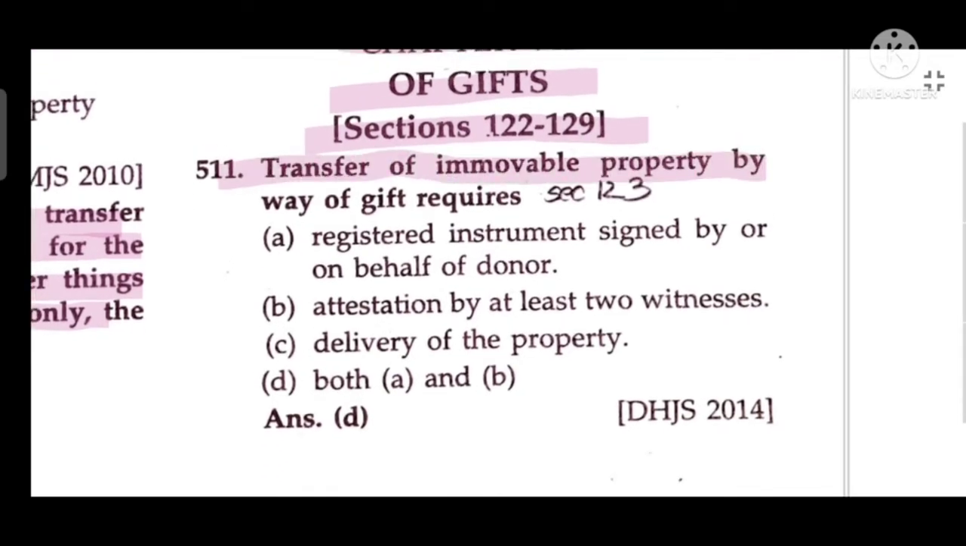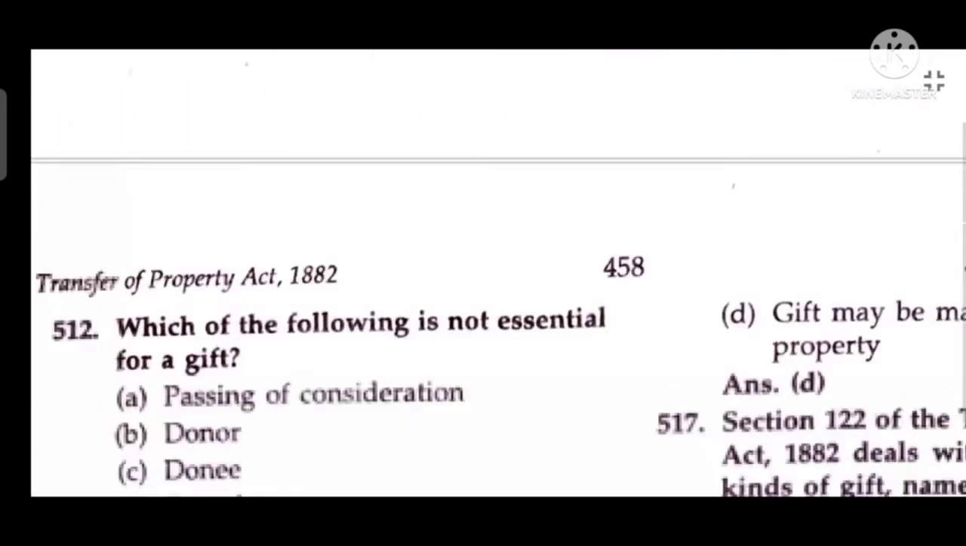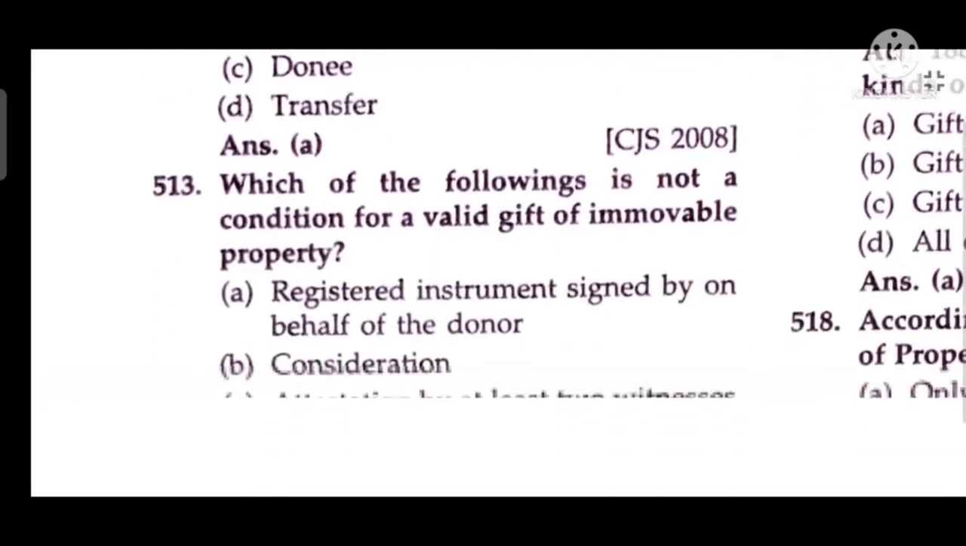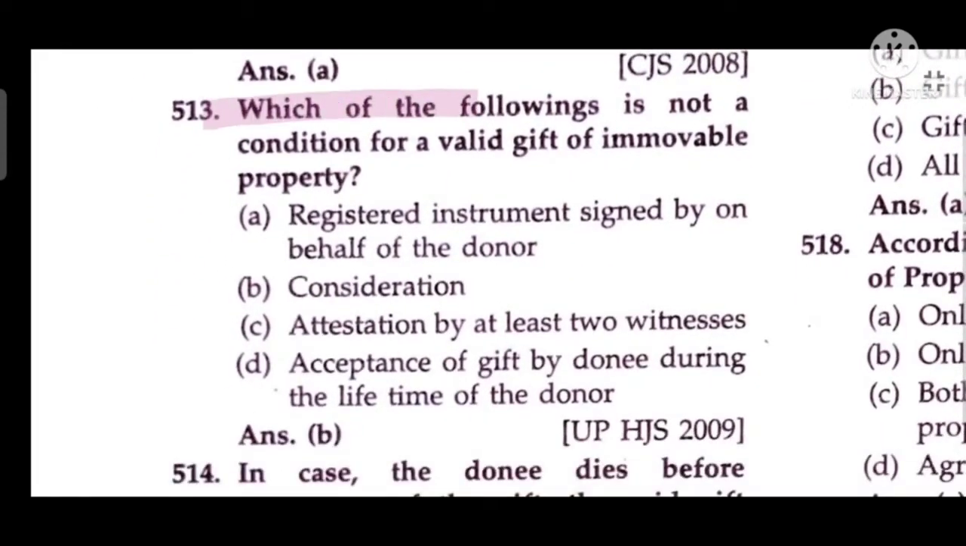Transfer of immovable property by way of gift requires a registered instrument signed by or on behalf of the donor, with attestation by at least 2 witnesses. Which of the following is not essential of gift? Passing of consideration. Which one of the following is not a condition for a valid gift of immovable property?